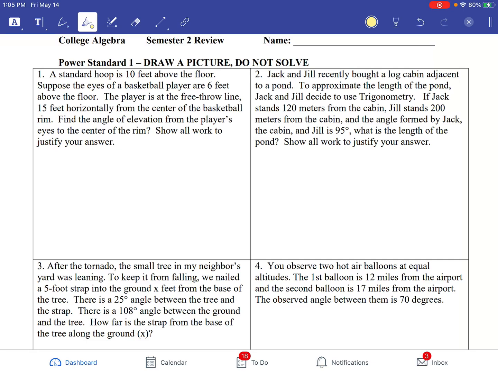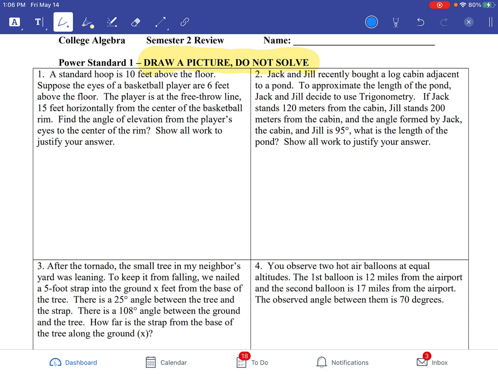So this is the review sheet for the Power Standard 1 for the master exams. In this Power Standard, it is important to notice that it says to draw a picture. It says do not solve. So you don't have to solve anything. You just got to draw a picture that shows that you understand what is going on in the problem.